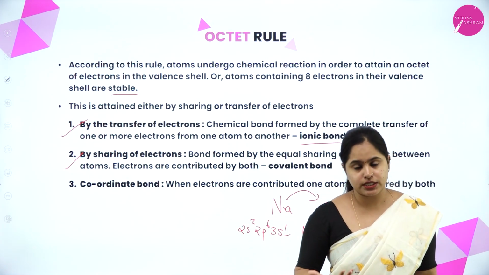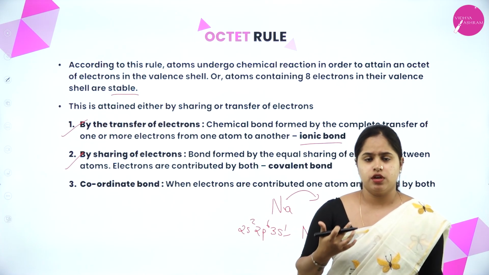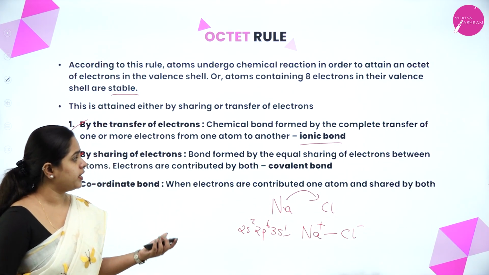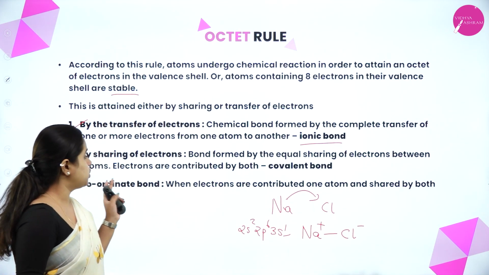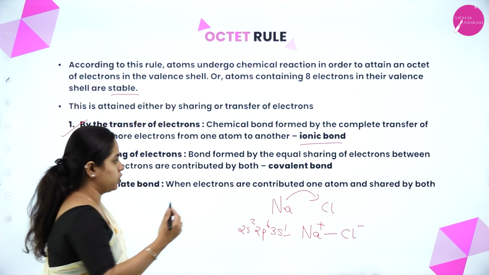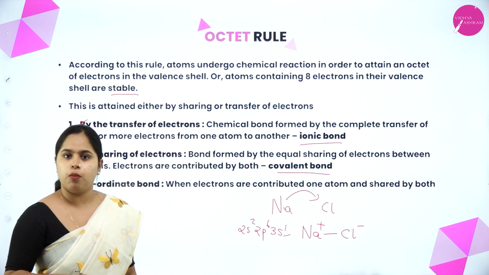That which octet can be obtained is by the sharing of electrons. So, by sharing of electrons, how does this happen? A bond formed by the equal sharing of electrons between atoms, right? Electrons are contributed by both. Then, what kind of bond is formed? A covalent bond is formed.